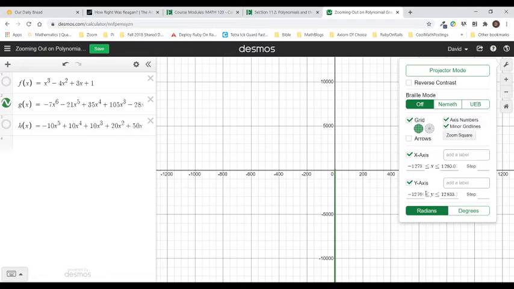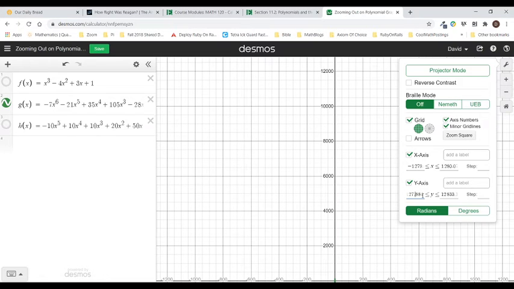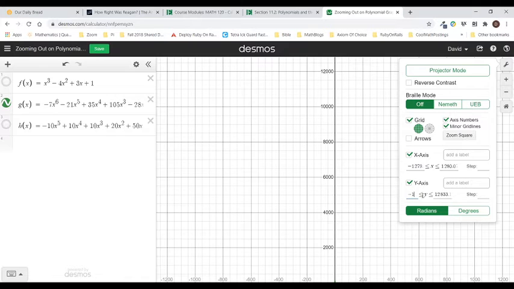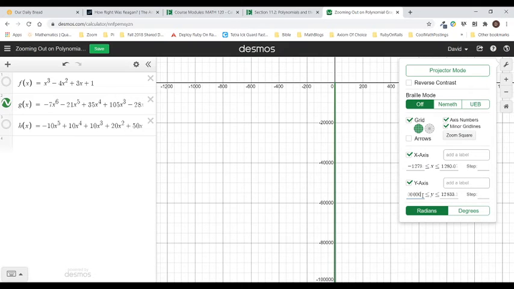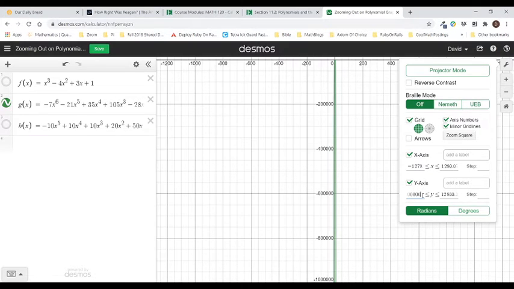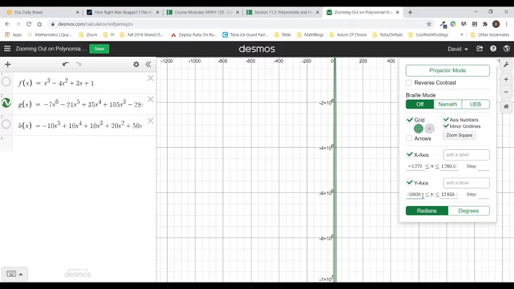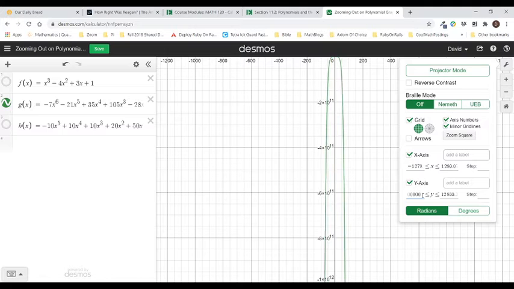Let's see here. Can I do this? I'm trying to get over here and it won't let me. Like this. Nope, still not over there. Let's say negative 100,000. That's not quite enough. About a million, 10 million. Okay, I now have a picture I can see.